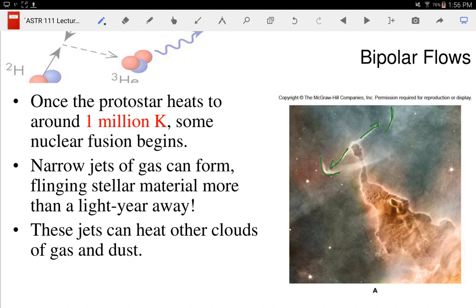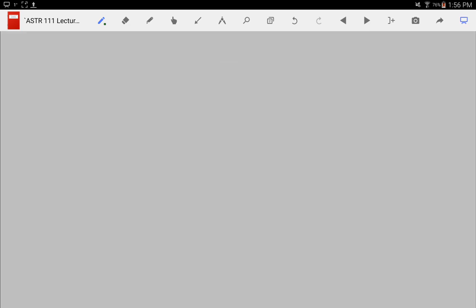Once you get the core to 1,000,000 kelvins, then you'll start having some fusion. It's not going to be self-sustaining fusion in a star at this point, but you'll have some fusion. That is some conversion of mass into energy following that proton-proton chain that we talked about. So now all of a sudden you've started producing energy. That is, it's not making energy, but it's converting and releasing it. And so then it will start blowing stuff away and clearing away the shroud so you can start to see it.